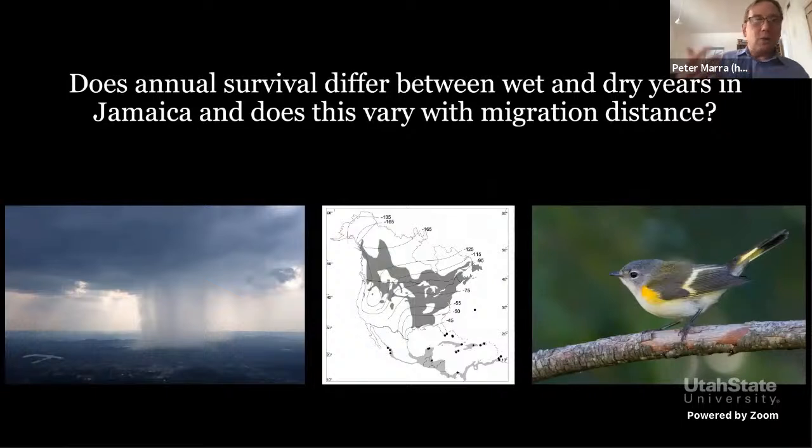So let's ask another question that's more of a population-level question, and ask whether annual survival on the wintering grounds, going back to this wet-dry year thing, differs across these wet and dry years in Jamaica, and does this vary with migration distance? Now, the thing you should know is that the connectivity of our redstarts in Jamaica is fairly strong, but birds go to different latitudes. So we've got this fairly wide latitudinal variation in our redstarts in Jamaica.